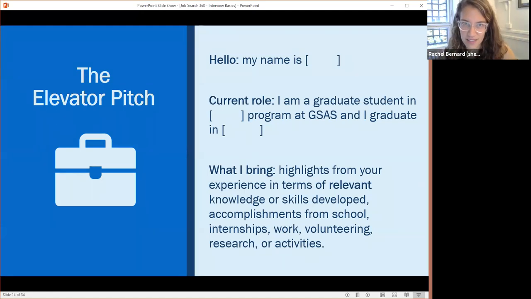So let's practice this. What's your name? You start with your current status. So I'm a graduate student in X program at Columbia. I'll be graduating in December. And then the relevant highlights from your experience in terms of knowledge or skills developed. This is the hard part, where you really want to think about what's relevant for the job. And that's what you're going to say in introducing yourself.